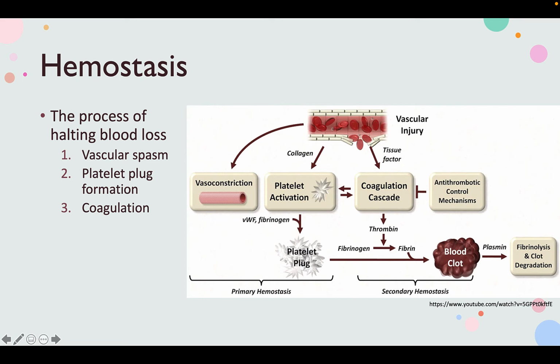So we don't have to know about antithrombotic control mechanisms, but we do need to understand a little bit of the coagulation cascade in order to understand how we get a blood clot so that we can stop bleeding.